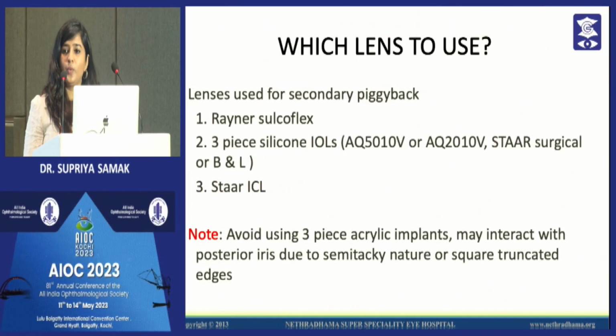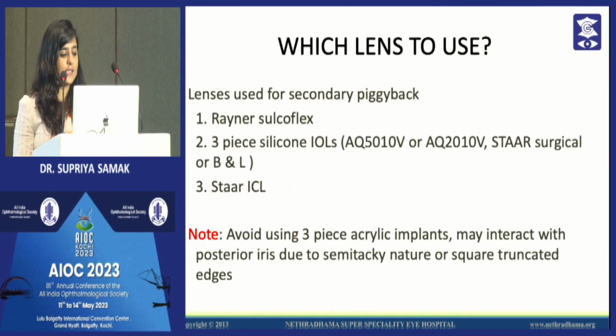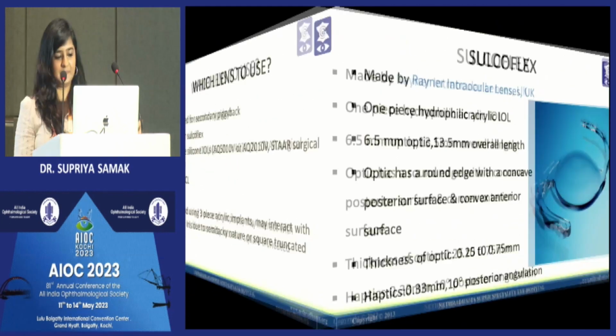Now coming to which lens to use. Lenses that are used for secondary piggyback IOL implantation are the Rayner Sulcoflex lens. 3-piece silicone lenses can also be used, and the ICL also can be used as a secondary piggyback lens. We need to avoid using 3-piece acrylic implants because these may interact with posterior iris tissue because of the semi-tacky nature, and if these lenses are square-edged, they can also cause iris chafing.